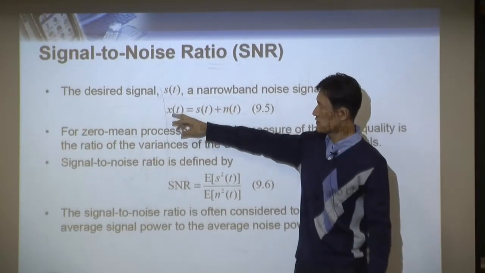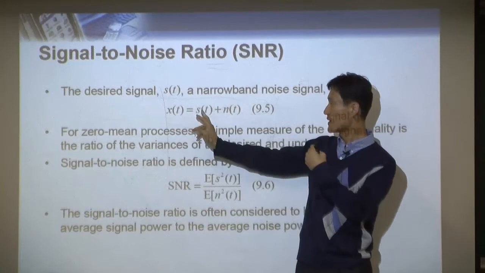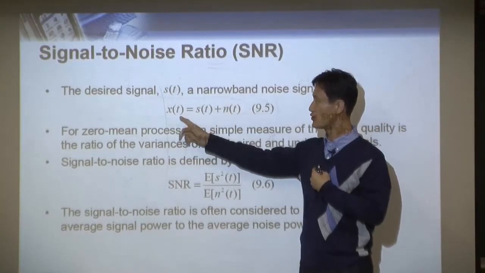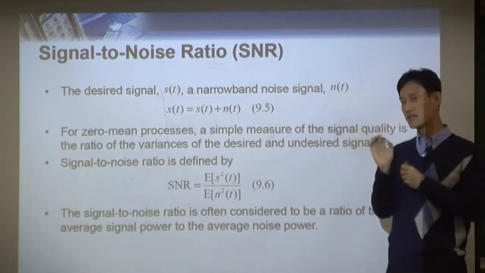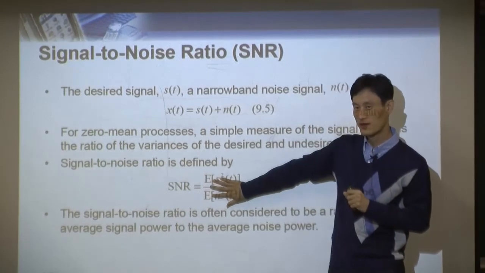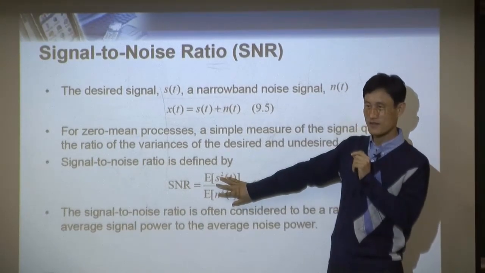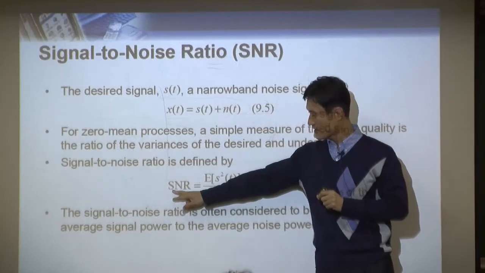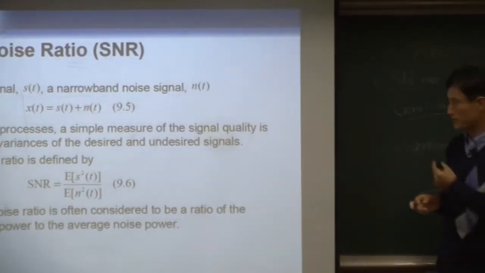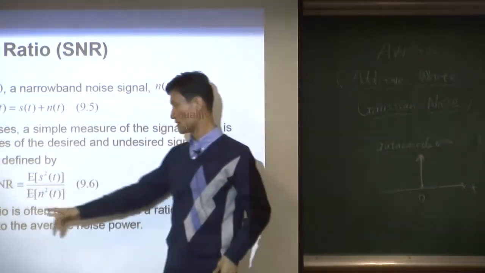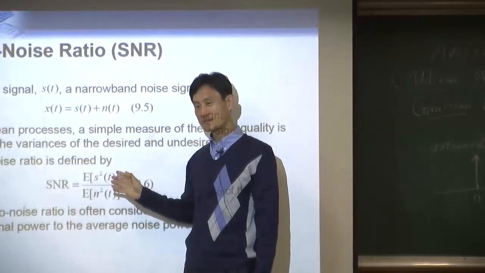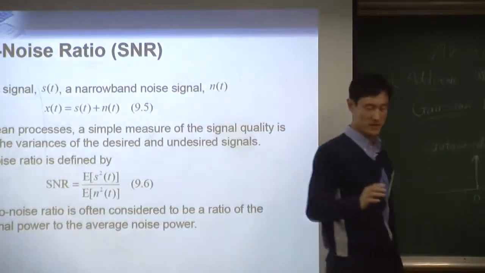When you have this signal X(t), the received signal, made of the transmitted signal and this noise, you receive X(t). What is important? The most important thing is this one. SNR stands for signal to noise ratio. Signal to noise ratio. This is actually very easy to understand. Let me explain this way.